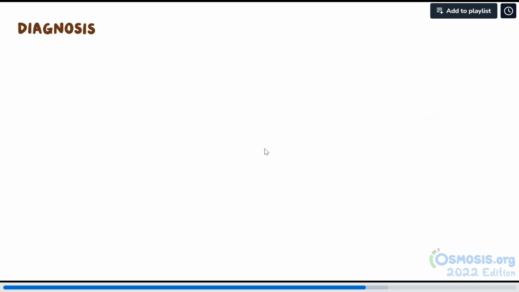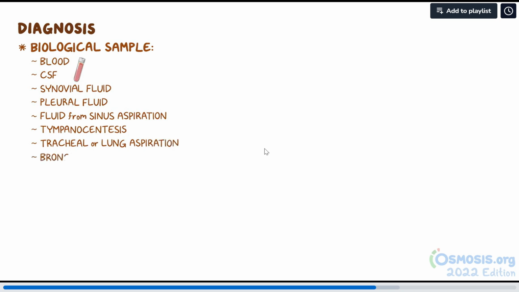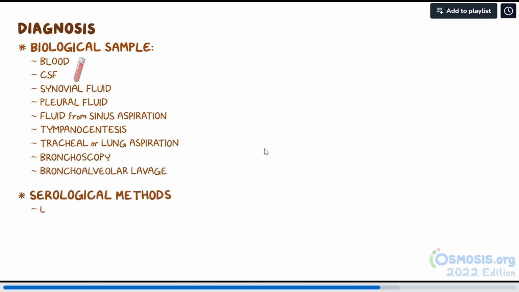Diagnosis can be done by identifying Haemophilus influenzae in a culture from a biological sample, like blood, CSF, synovial fluid, pleural fluid, fluid obtained by sinus aspiration, tympanocentesis, tracheal or lung aspiration, bronchoscopy, or bronchoalveolar lavage. Alternatively, serological methods such as latex agglutination, enzyme immunoassay, or coagglutination can be used to detect antibodies against Haemophilus influenzae.